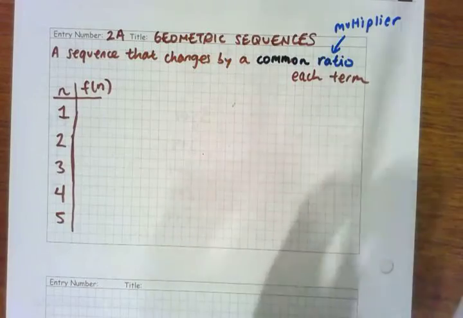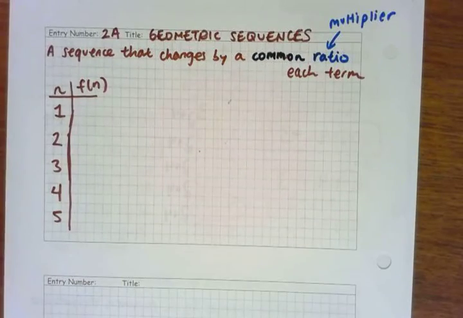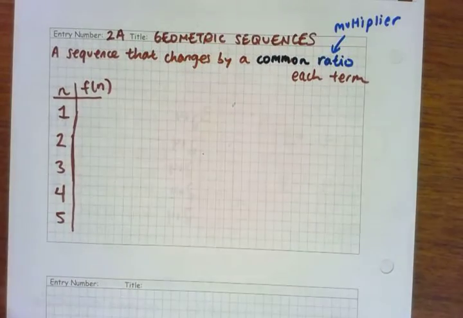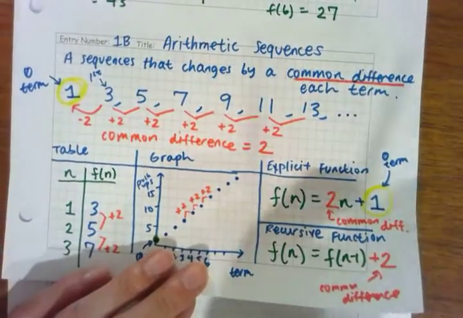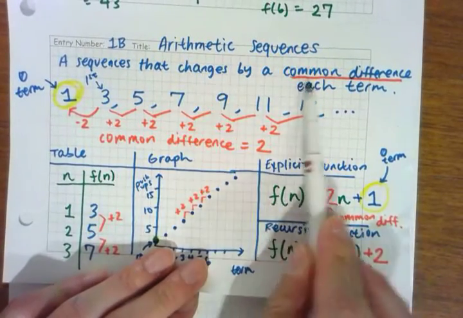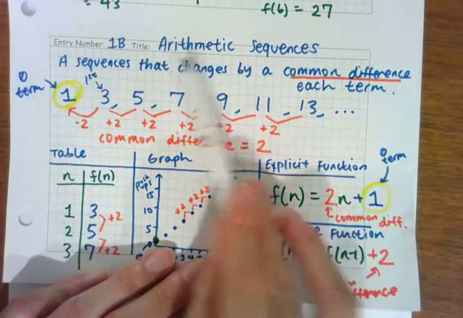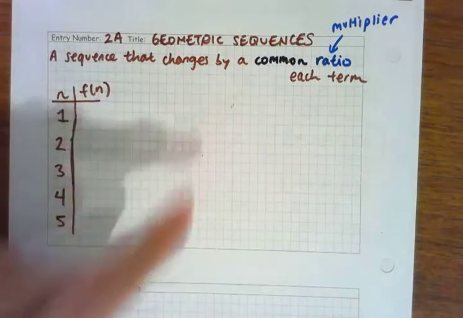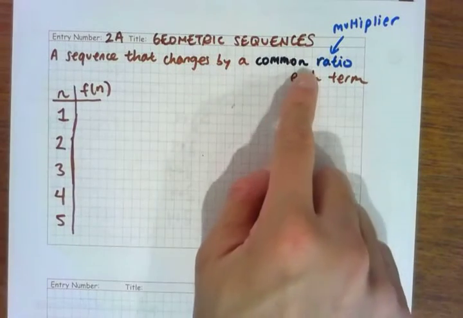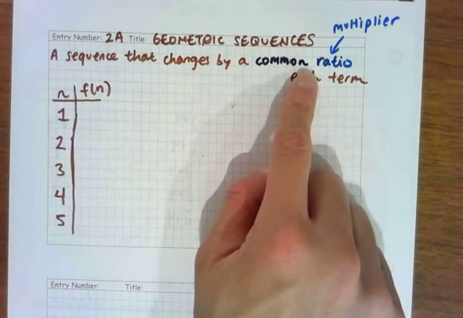This is different from an arithmetic sequence, because in an arithmetic sequence, these are our notes from arithmetic sequences, that was with a common difference. So in arithmetic, you're adding and subtracting by the same amount each time. Geometric sequences, you are multiplying by the same amount each time.